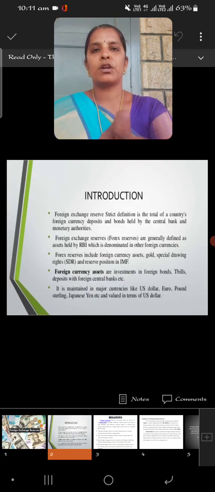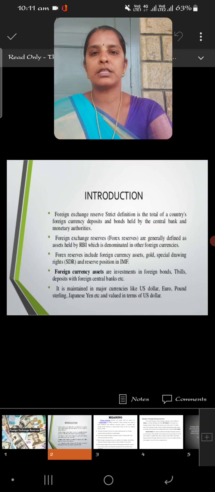What do you mean by foreign exchange reserves? First, we will see the introduction to foreign exchange reserves. Foreign exchange reserves are the total foreign currency deposits and bonds held by the central bank or monetary authorities. Foreign exchange reserves are generally defined as one of the assets held by the RBI, which is denominated in foreign currencies.